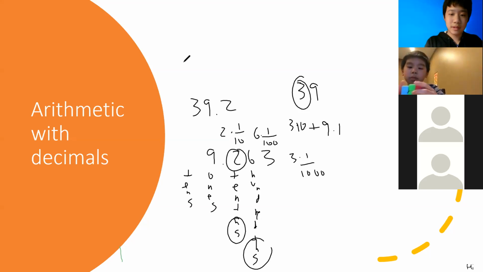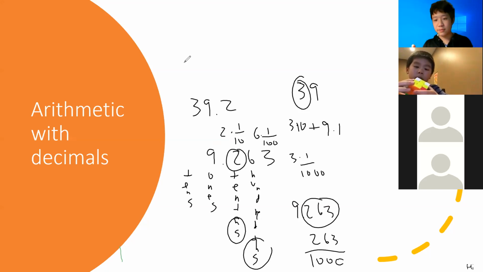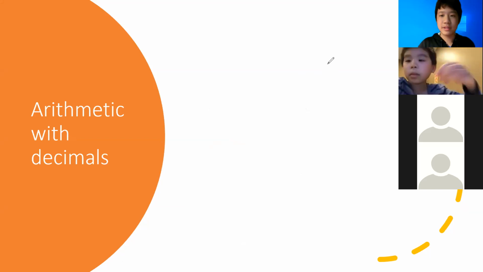Okay? So we could write this decimal as a sum of all of these fractions here. But an easier way to write this is 9.263. This part is just 263 over 1,000. So this is the shortcut to finding it. This is 263 thousandths. Okay, does anyone have any questions about this? These are basically what decimals are.